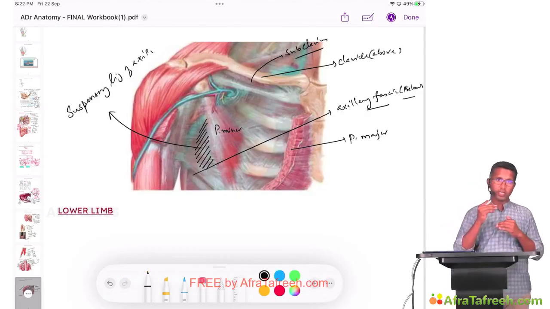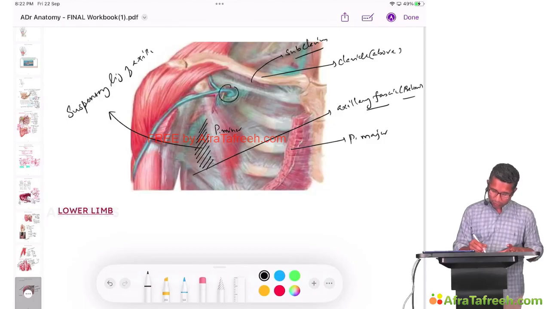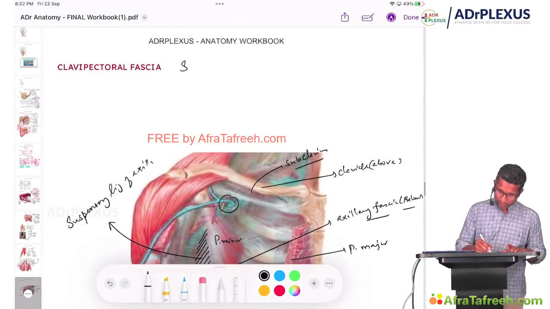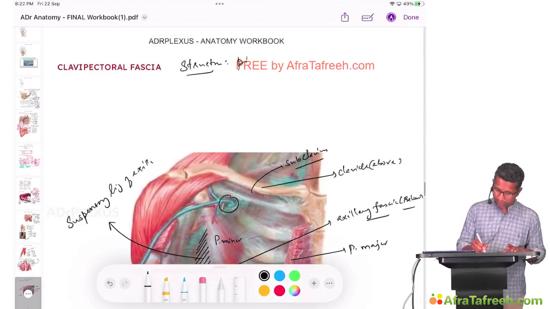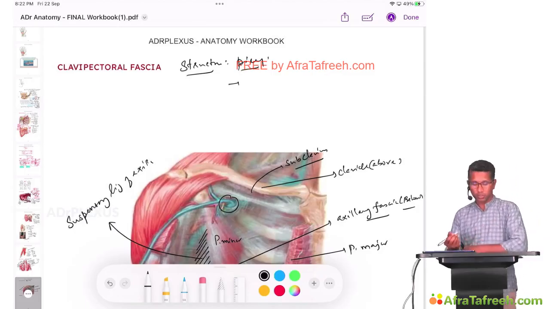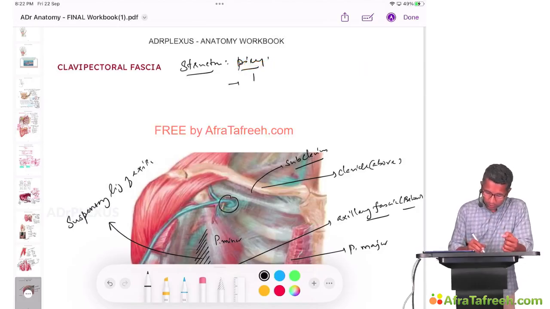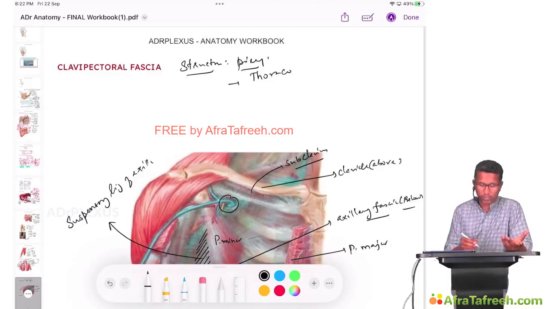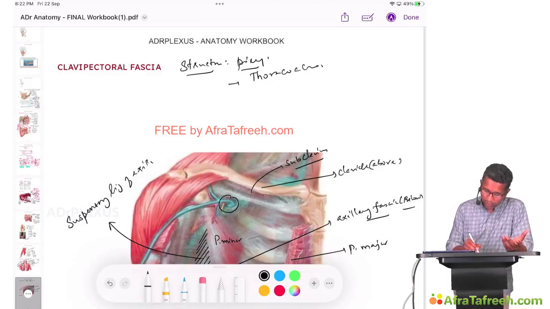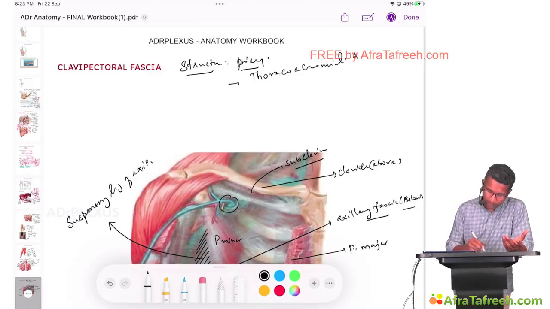And the part between the pectoralis minor and the clavicle is pierced by 4 structures. So what are the structures that pierce the clavipectoral fascia? Structures piercing clavipectoral fascia is again an important question. It is a short note question. It is an MCQ question for the NEET exams. So one is the thoracoacromial artery. This is called the thoracoacromial artery.